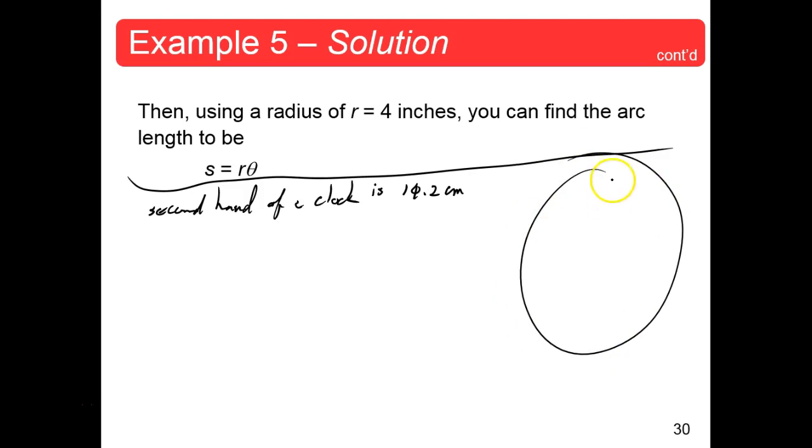So here's the face of a clock. Not a very nice face. It should be rounder than that. And here's your second hand, and that second hand is 10.2 inches, wasn't it? No, centimeters. Okay, 10.2 centimeters. Find the linear speed of the tip of the second hand as it passes around the clock face. So we want the linear speed, which is our velocity, v. Okay? Now, anyone remember how you get that?